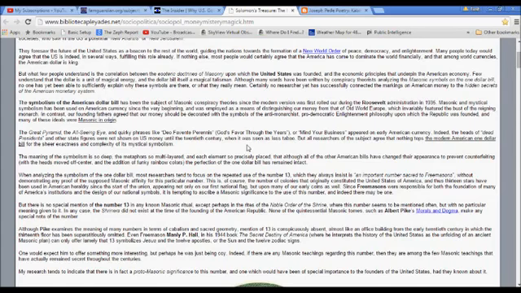But all researchers of the subject agree that nothing tops the modern American $1 bill for sheer exactness and complexity of its mystical symbolism. The meaning of the symbolism is so deep, the metaphor so multi-layered, and each element so precisely placed that although all of the other American bills have changed their appearance to prevent counterfeiting, with the heads moved off center and the addition of funky rainbow colors, etc., the perfection of the $1 bill has remained intact.